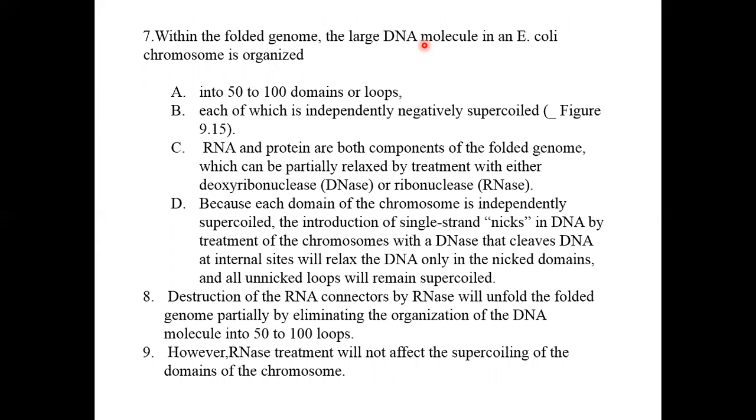Within the folded genome, the large DNA molecule in an E. coli chromosome is organized into 50 to 100 domains or loops, each of which is independently negatively supercoiled. RNA and proteins are both components of the folded genome.